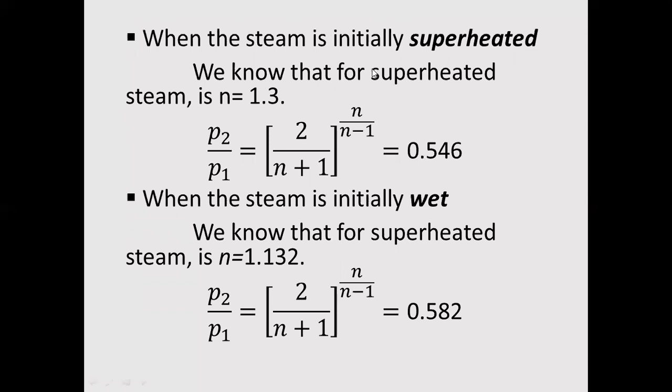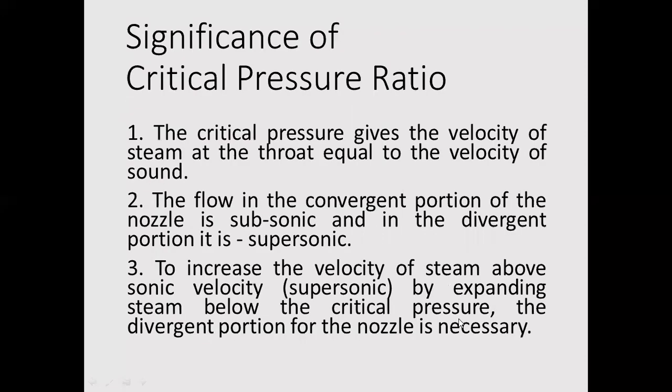Then if the steam is superheated, we take the value of n as 1.3. By substituting the value of n in this equation, we get P2 by P1 is equal to 0.546. When the steam is wet, we take the value for n as 1.132. By substituting the value of n in this equation, we get P2 by P1 is equal to 0.582.